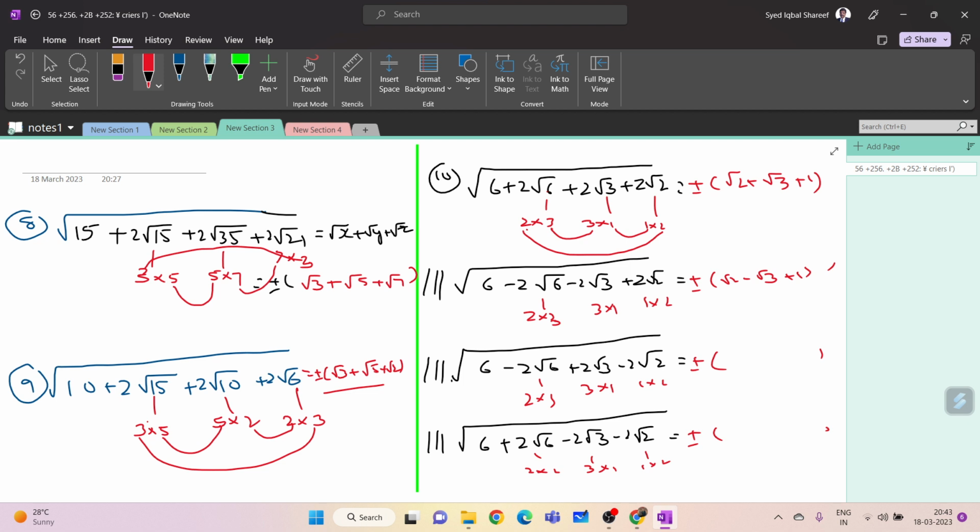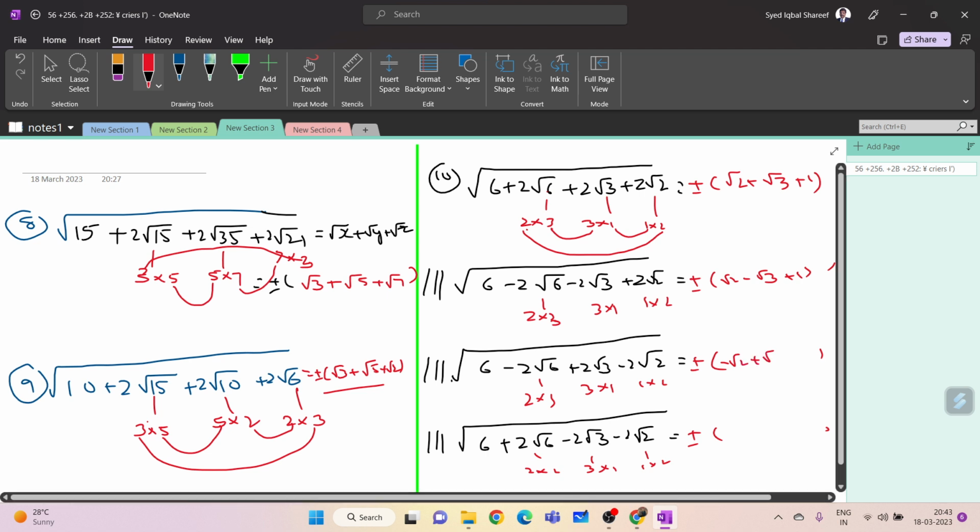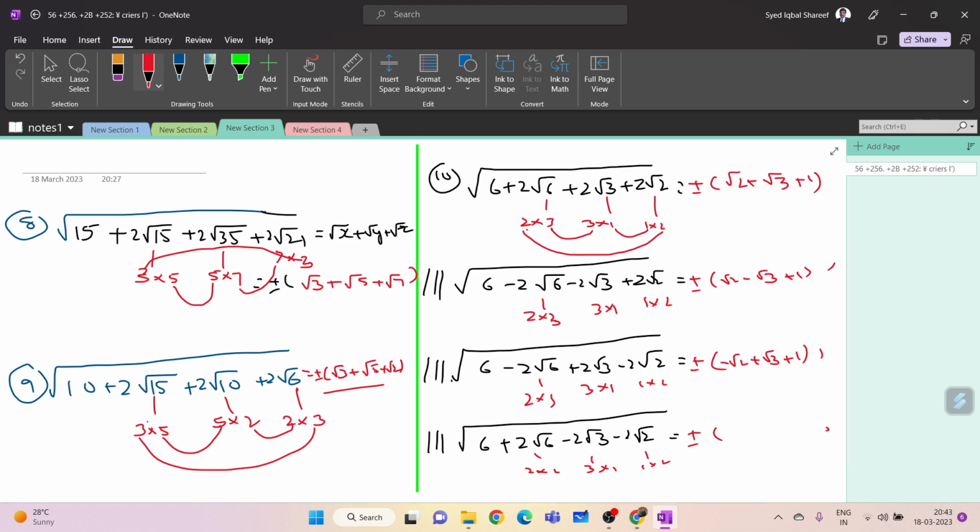Now here, which number? 2 is here negative. So negative will be the 2: negative root 2 plus root 3 plus 1. What about this thing? 6 plus 2 root 6 minus 2 root this thing. Which number is negative? You see 1. Here 1 is repeated. When 1 is repeated, before that the negative sign is there. So root 2 plus root 3 minus 1.